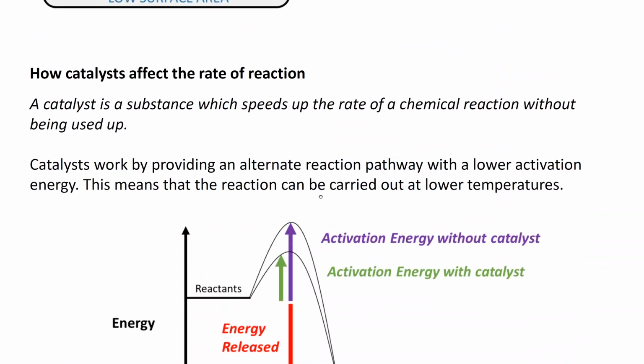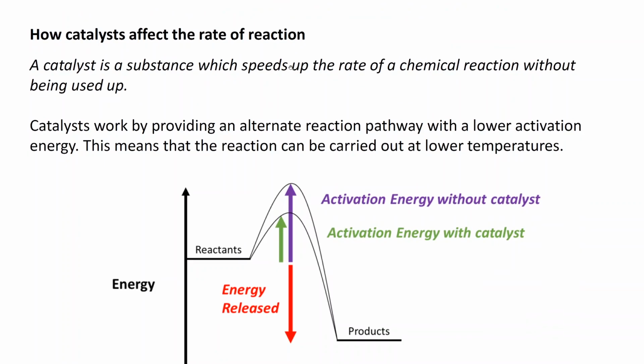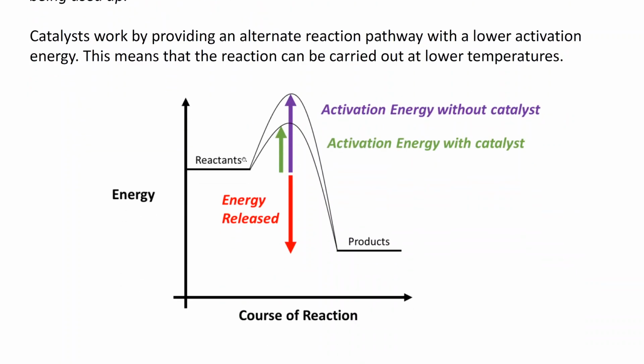So we can define a catalyst as a substance which speeds up the rate of a chemical reaction without being used up, and it works by providing an alternate reaction pathway with a lower activation energy. Now this is useful because it means that our reaction can be carried out at lower temperatures. And that's very useful for a chemical engineer because if they're carrying out a reaction at lower temperatures, they're going to put in less heat energy to make the reaction work, and that's going to save them money.